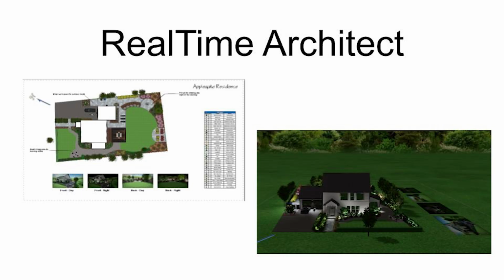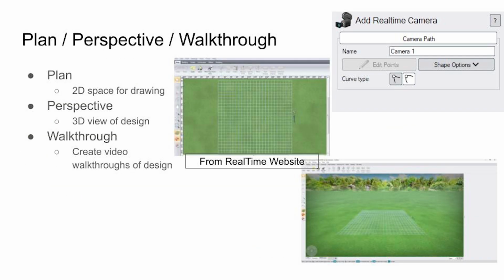To familiarize ourselves with the software, we created a master plan which can be seen in a 2D view and 3D view below. The first concept I would like to talk about is the plan view, perspective view, and walkthrough option in Real-Time. First, plan view. Much like AutoCAD and Dynascapes, this is where you begin creating your design. It is a 2D design studio like the softwares listed above.